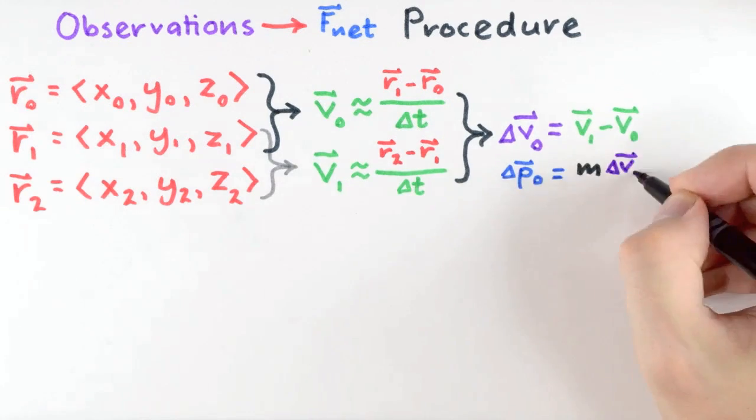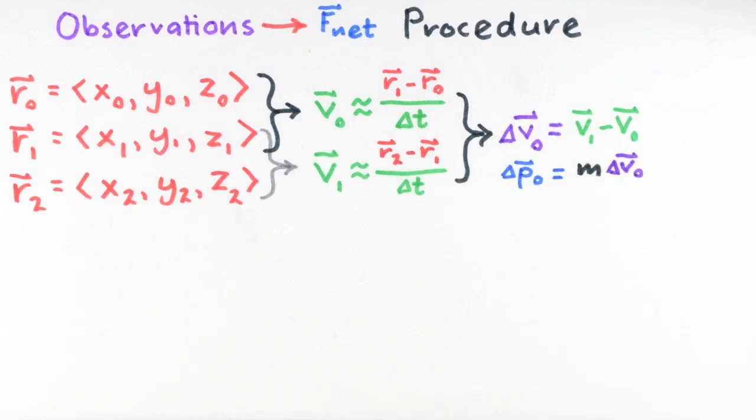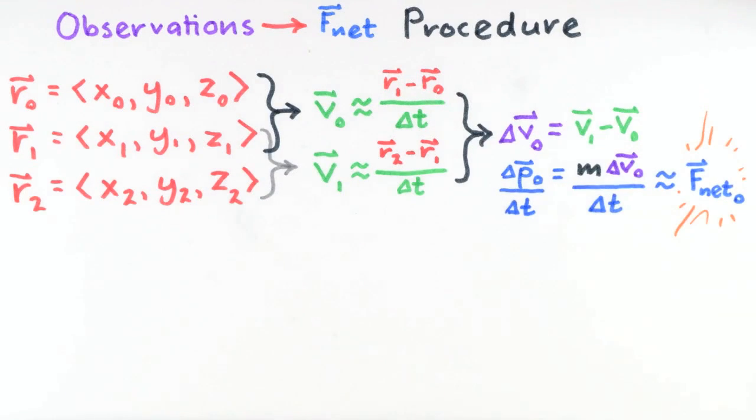Now, by multiplying this delta v by m, we then obtain an estimate for the change in momentum, delta p. So now we can calculate our first estimate of delta p over delta t, as we have written here. And now, by applying our fundamental principle, Newton's second law, we also have our first estimate of the net force.